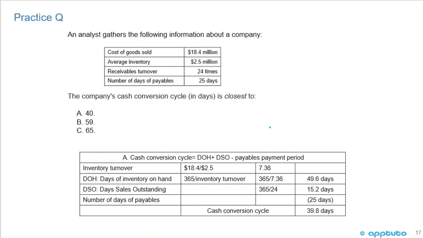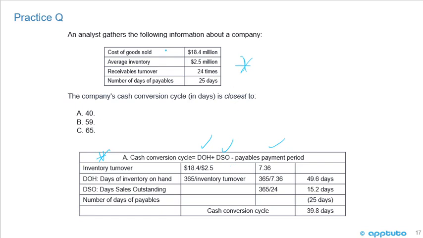You have to do a couple of quick calculations, and speed is a skill. Skill gets rewarded. The more you practice, the quicker you get at these. So first of all, the cash conversion cycle, we know, is the days of inventory on hand plus the days sales outstanding minus the payables. So they're giving you some of the data here. You have to make a few quick calculations.